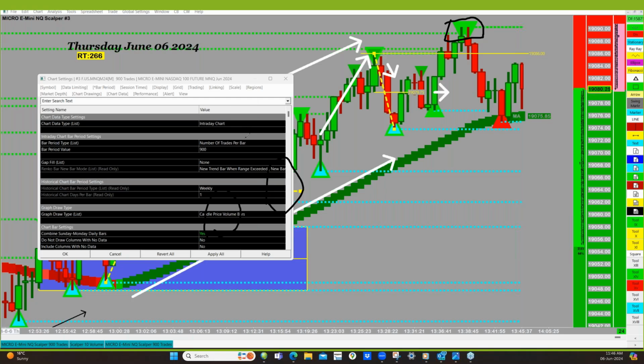So number of trades per bar or per candle. Each candle is considered a bar. So we have 900. And this is where you'd change your time frame, as you will, okay? So hopefully that explains most of that, okay? So it's a 900 trades per each candle.